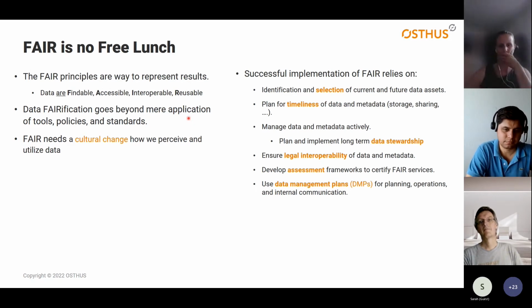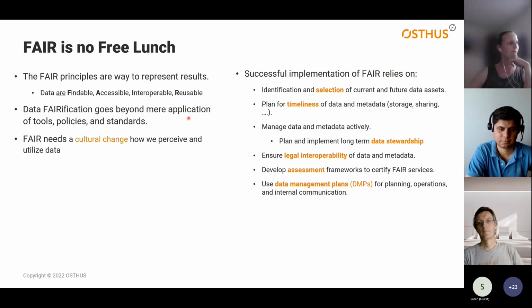Some thoughts on what a successful implementation of FAIR relies on, and we will see such a successful implementation in a moment in the next talk. First, you have to identify and select the data assets that you want to currently manage and also the future data assets. For example, if you set up a database that should be FAIR, you should also think about how big this database has to be in the end. Will it scale over time, or do I expect it to be already full and not to be extended?